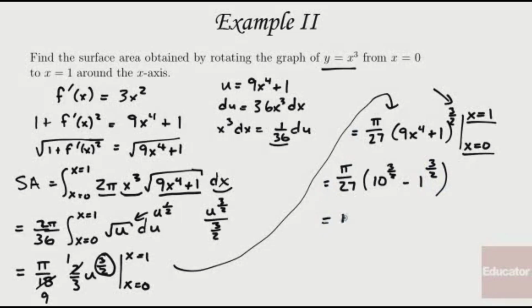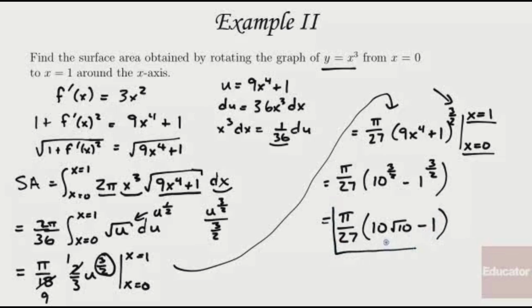And so this gives us pi over 27 times 10 to the 3/2, which is the same as saying 10 root 10 minus 1, and that's the answer for the surface area of this graph after you rotate it around the x-axis.